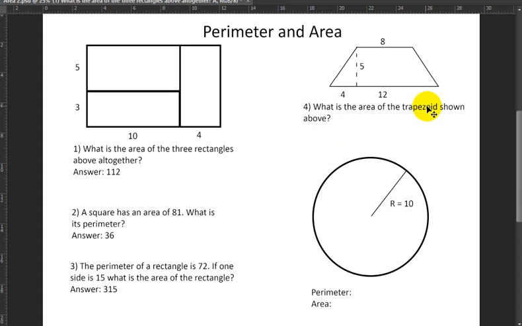Next up, what is the area of the trapezoid shown above? Okay, great. Now, we have a problem here. We haven't heard about trapezoids before.